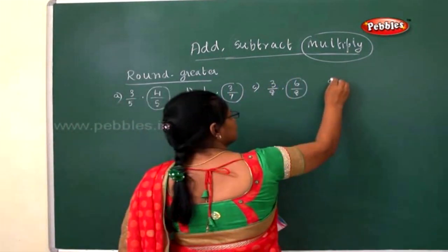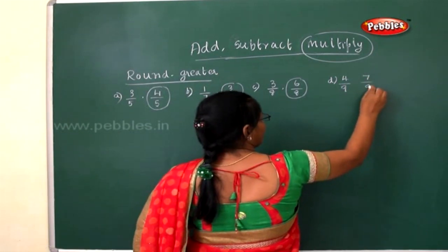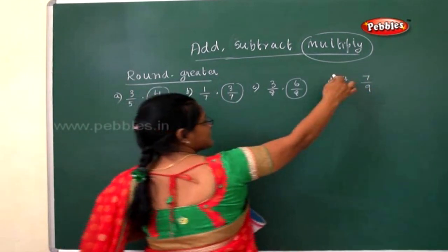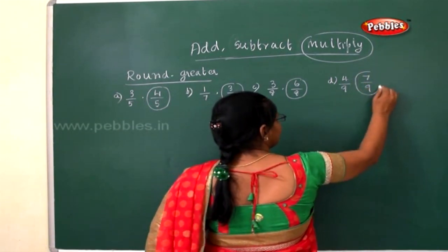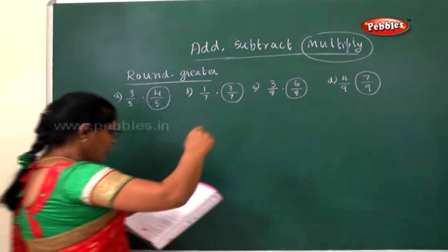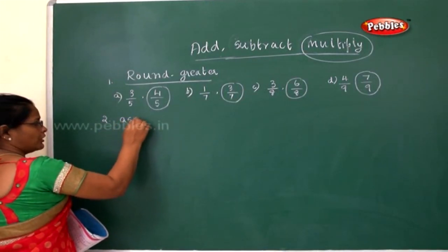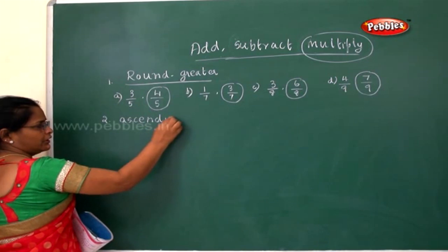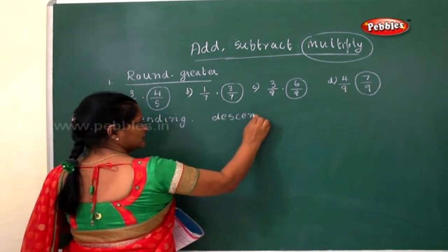Now next one is 4 by 9 and 7 by 9. The denominator is the same, but the numerator is different. Here the numerator is bigger. So 7 by 9 is greater here. Now next sum is, you have to write in ascending order and descending order.